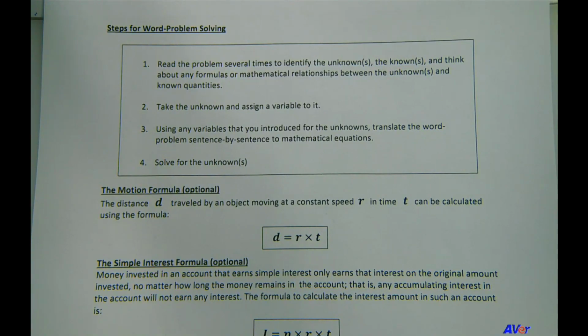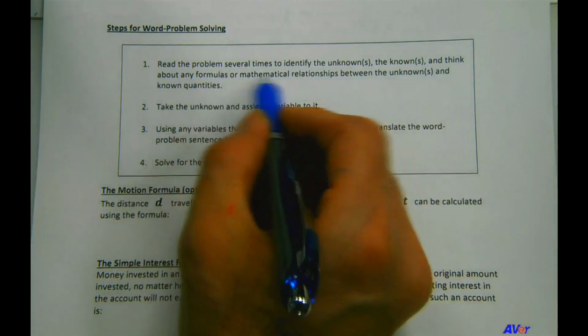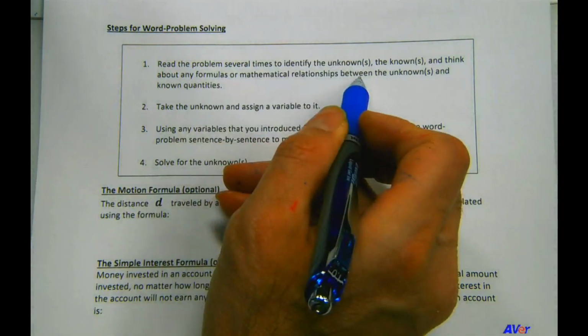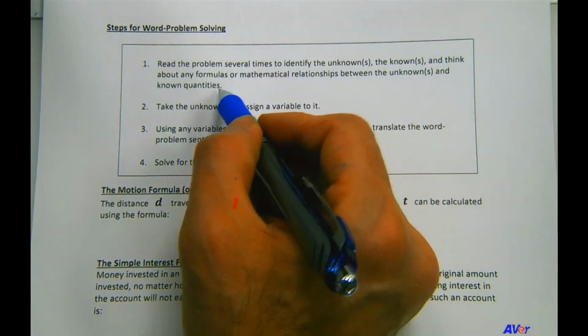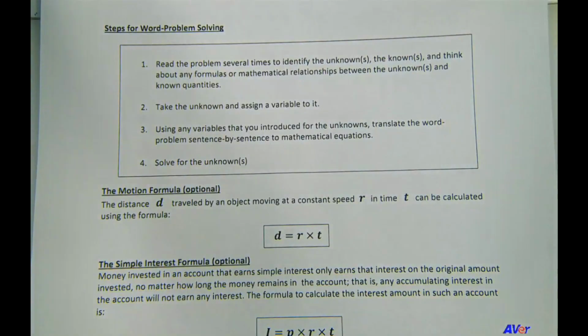Is it talking about biology? Is it talking about banking? Is it talking about some other context? Things in motion, trains or cars moving. What is it that it's talking about? And then, as you read the problem several times, think about any formulas or mathematical relationships between the unknowns and known quantities. This is usually, not always, given to you.